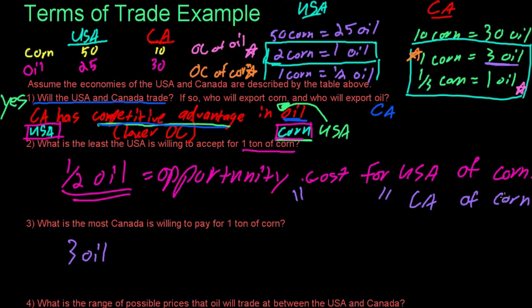So domestically for Canada, they can produce 1 ton of corn or 3 million barrels of oil. So if they have to pay more than 3 million barrels of oil to get 1 ton of corn, they'll just go ahead and produce it domestically. They'll just switch from producing oil to producing corn.